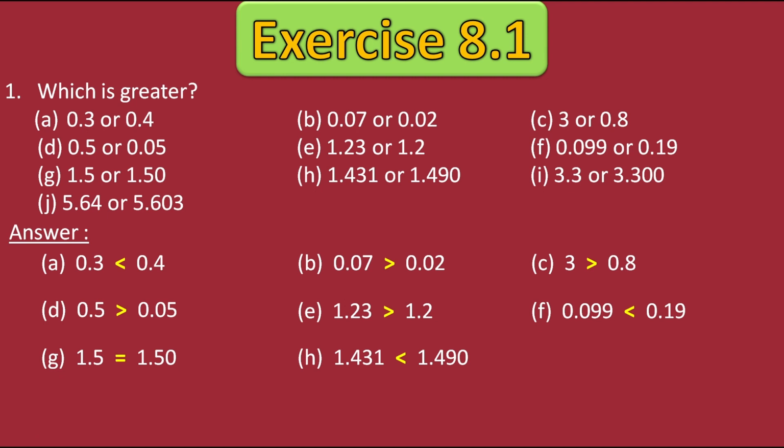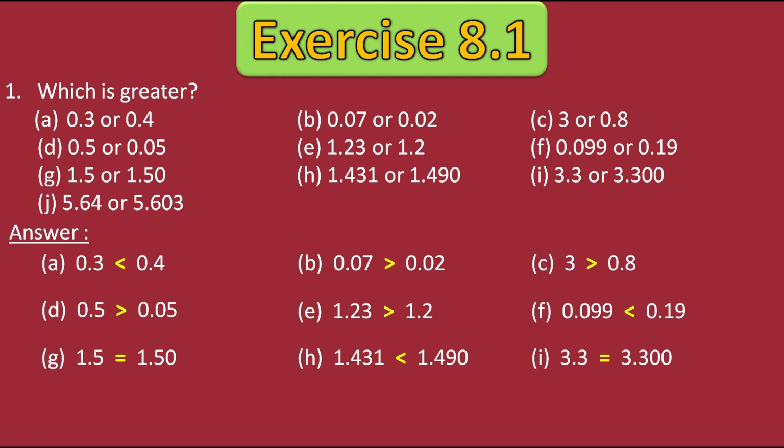Now here we have whole numbers 3, so they are equal, and after the decimal point the first digit is 3 here and 3 here, so they are also equal. After the first digit we don't have a second and third digit, so we consider them to be 0, and here also we have zeros. Therefore 3.3 is equal to 3.300.